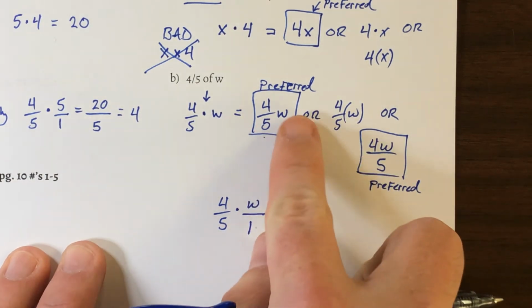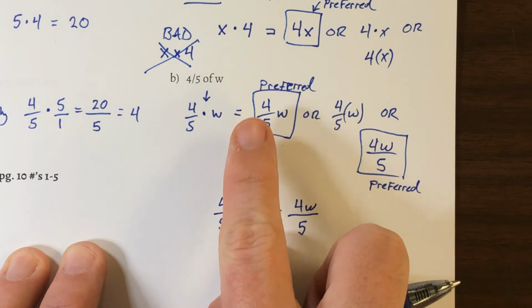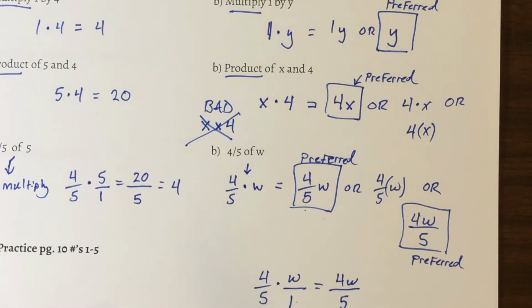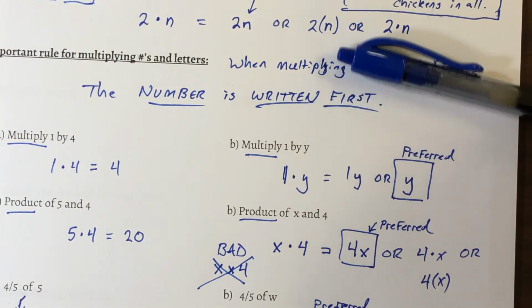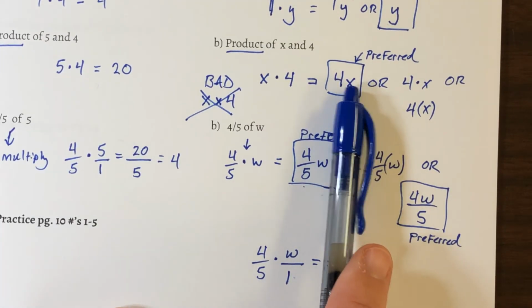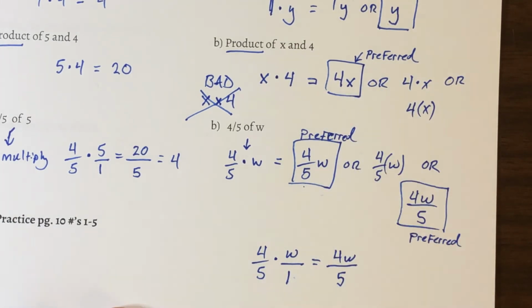What do you not see? The w on the bottom. We are not dividing by w. We're dividing by 5. All right, so again, this is multiplication of numbers and letters. Keep in mind, numbers are written first. And to show multiplication, pretty much you just smush the letter and number together. Or you can use your multiplication dots or parentheses.